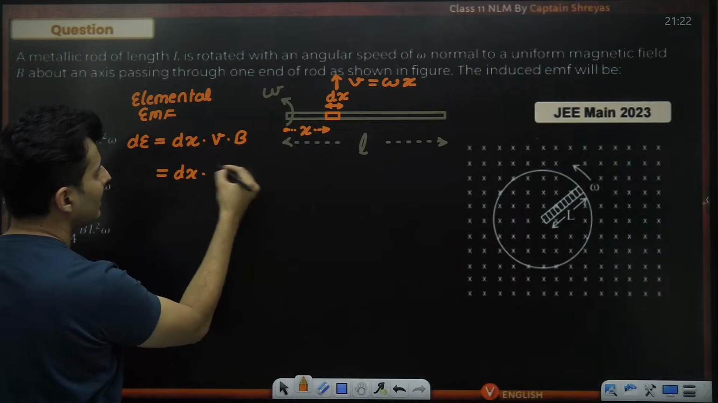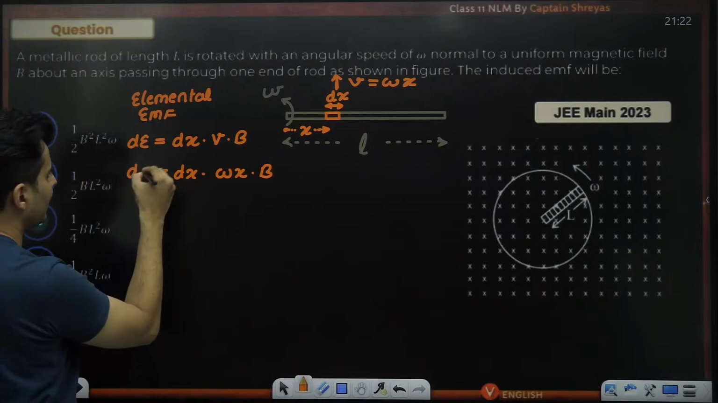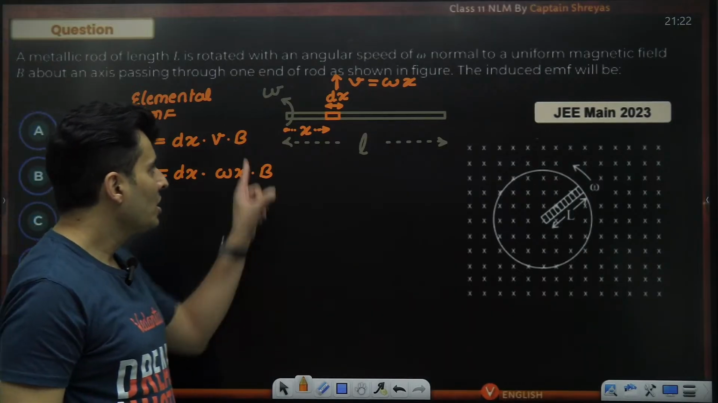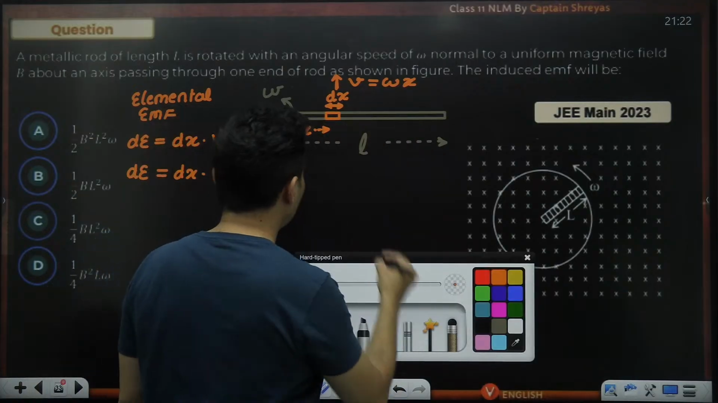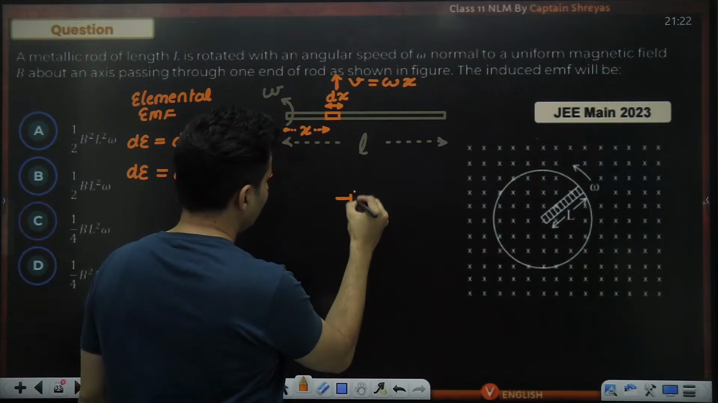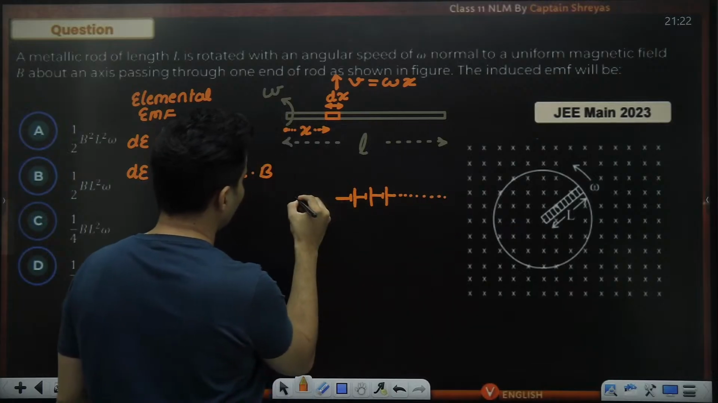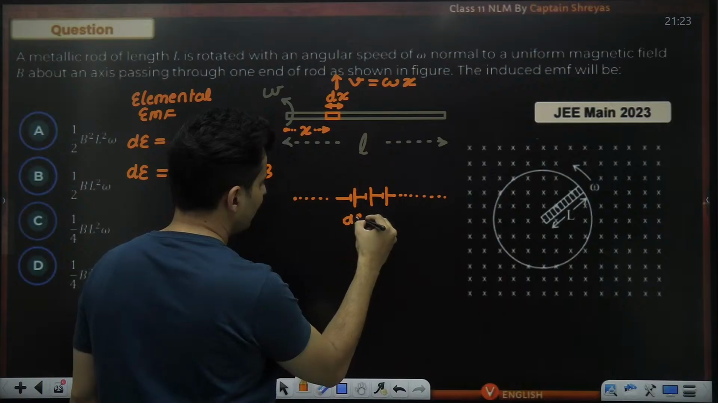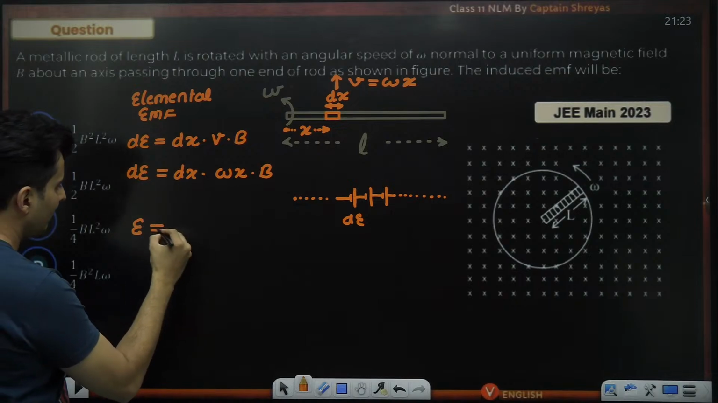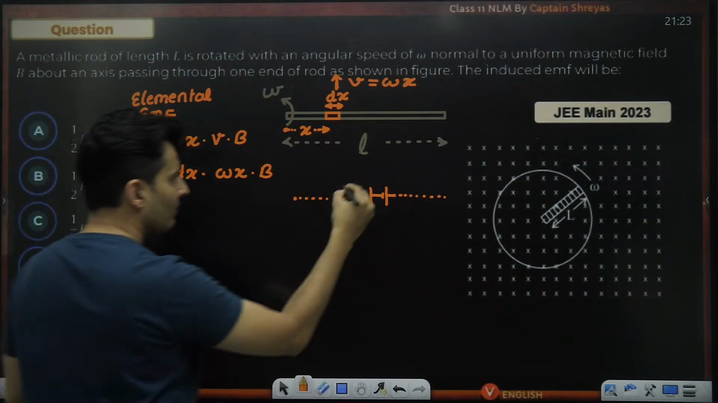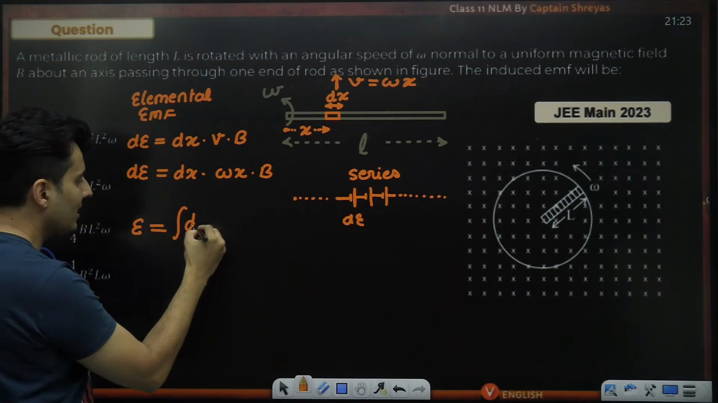But that velocity itself, I told you, is omega x. That is that small EMF dε. So this small EMF is here, small EMF here, everywhere small EMFs are there. So if you think about it, this entire rod is made of all such small EMFs, right from here till here. Each one is dε. So to find the net EMF, all these batteries are in series. You can see this is a series combination. I just have to add the EMFs. So it will be integration of dε.